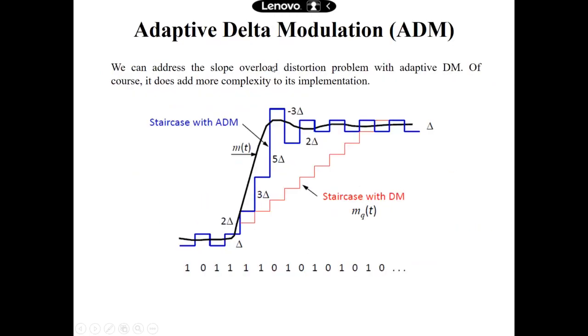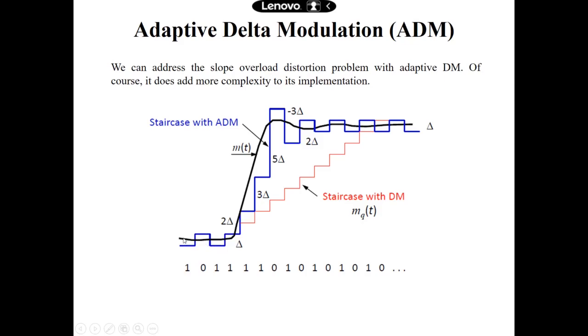Then they came up with the idea of adaptive delta modulation, which is ADM. We can address both of these with the adaptive DM. Of course, it does add more complexity to its implementation, so you have to add some more circuits in order to do that. How it works is that when it sees that the step size is too high compared to this, then it reduces it.